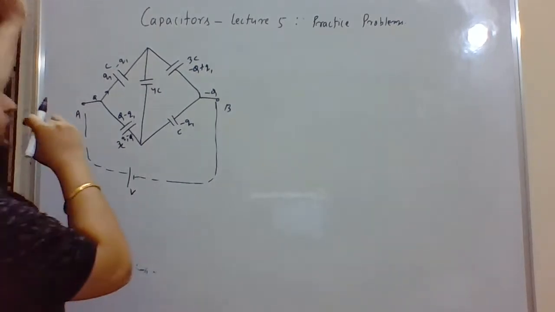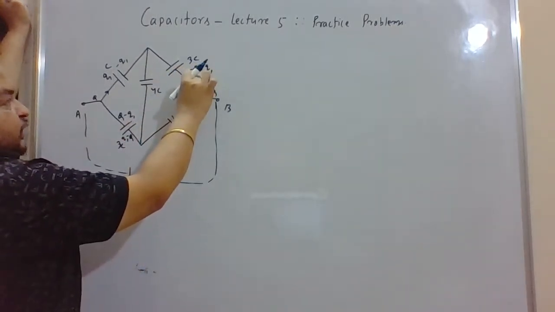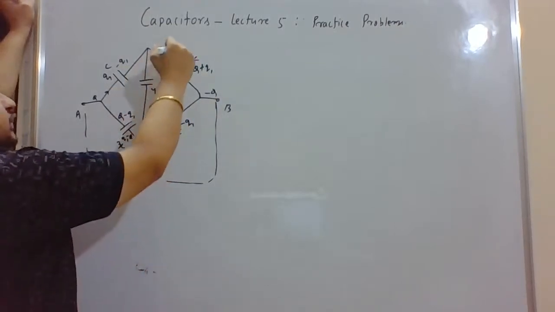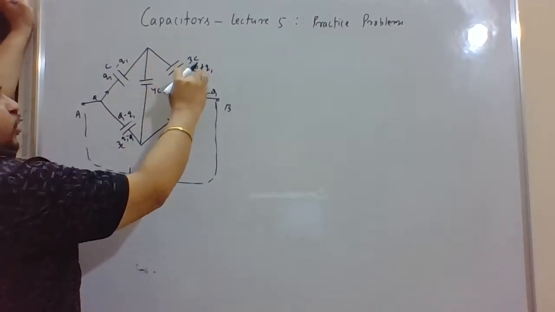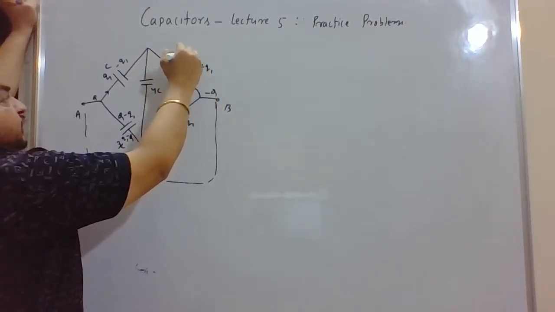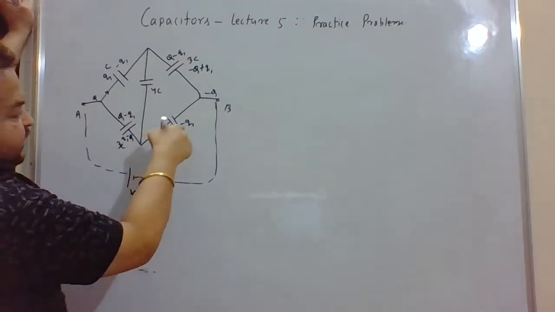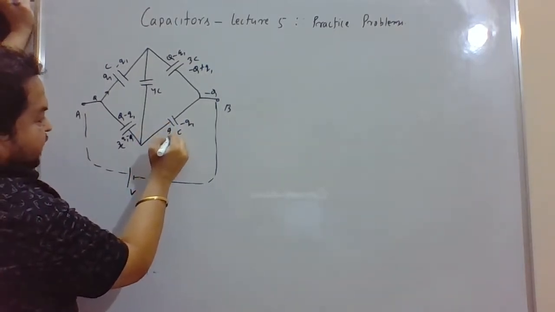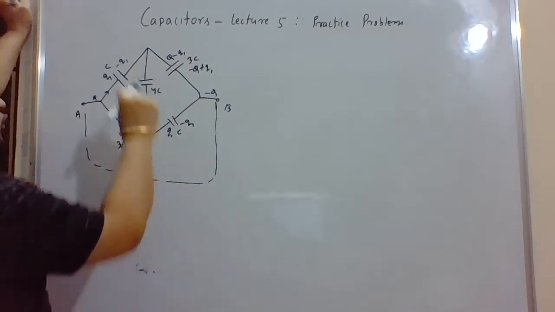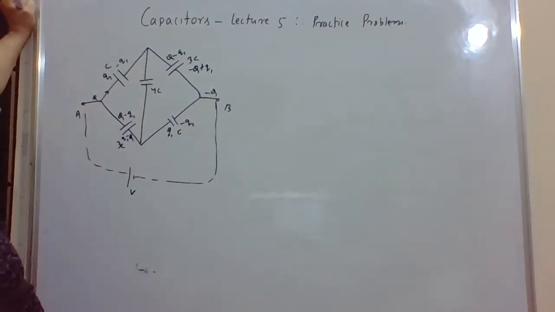Perfect. Okay. Now here if it is minus Q plus Q1, what will be the charge here? This one will obviously be the negative of this, so this will be Q minus Q1. And here if it is minus Q1, here it will be plus Q1. Now only this last capacitor is left out for charge distribution.